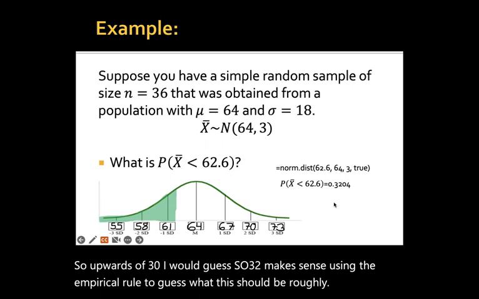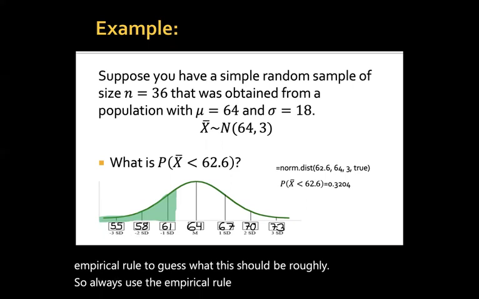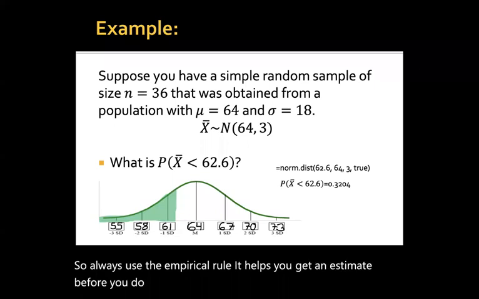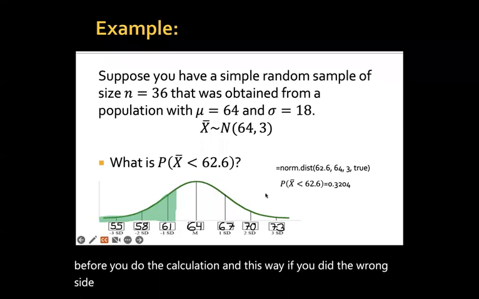So always use the empirical rule. It helps you get an estimate before you do the calculation. And this way, if you did the wrong side, you'll notice that it's too big or too small.